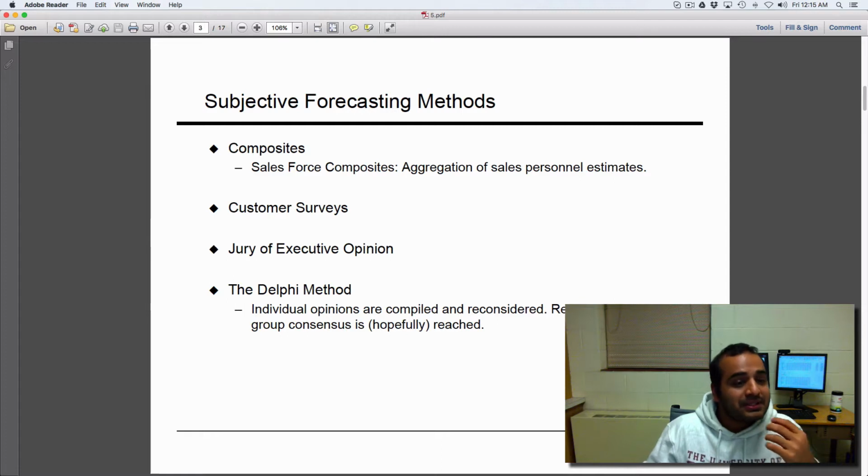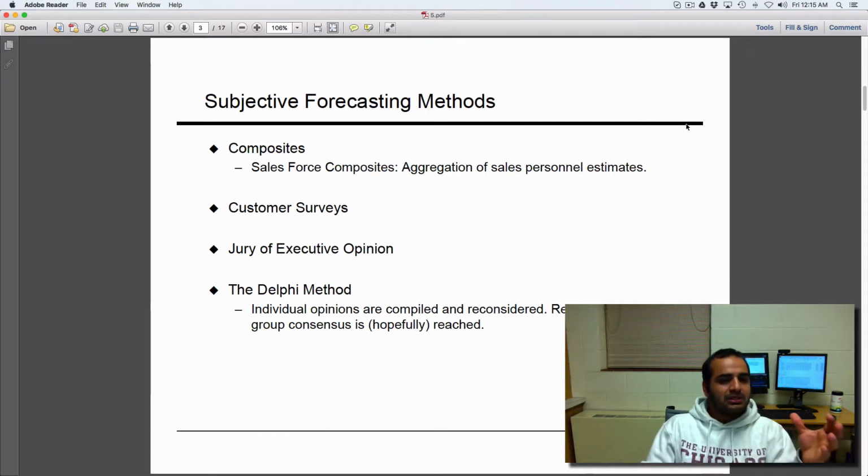Oftentimes, subjective techniques are used. Let's take a look at some of these subjective techniques. Some of the subjective forecasting methods we're interested in are composites. For example, you can look at Salesforce composites. This is sales personnel demand data, and they estimate and aggregate all the demand data. This aggregation of sales personnel estimates makes your composites.